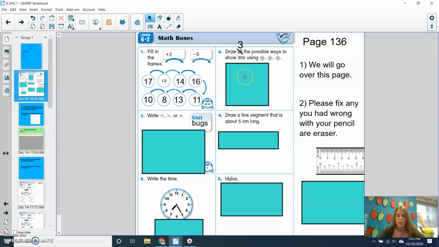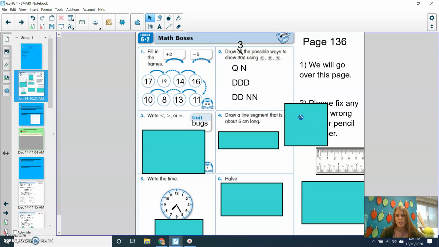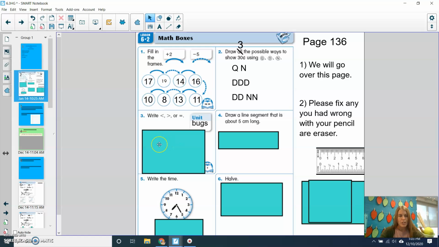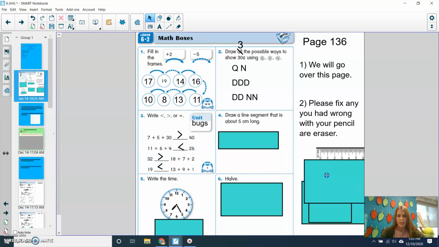For question number 2, I changed the directions and said draw 3 possible ways to show 30 cents using quarters, dimes, and nickels. There's more than just 3 ways, but these are the ways I chose to use today. I used a quarter, which is 25, and a nickel to bring me to 30. I used 3 dimes, 10, 20, 30, and then I used 2 dimes, 10, 20, and then 2 nickels, 25, 30.